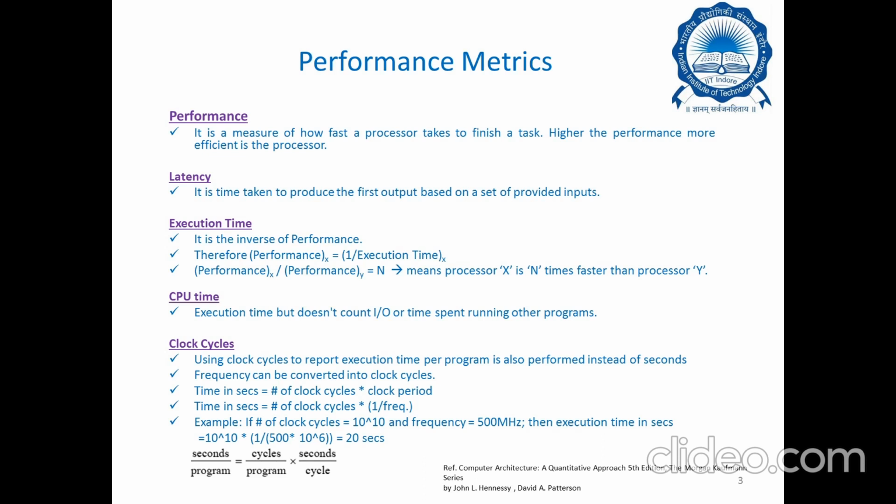What is execution time? It is the inverse of performance. Now, performance of any processor X could be given as 1 by execution time of X. So it's inverse. Therefore, performance of X by performance of Y is N, meaning that processor X is N times faster than processor Y.